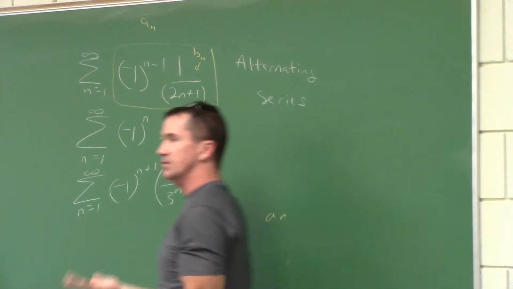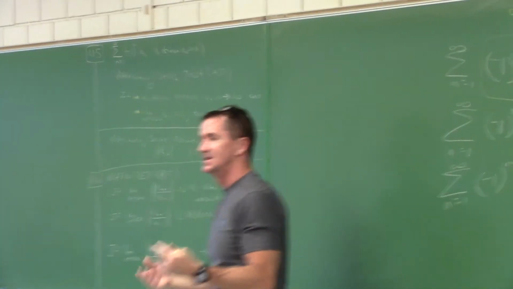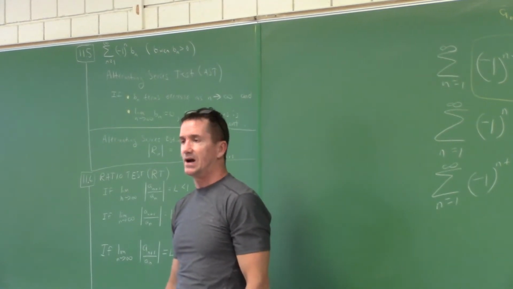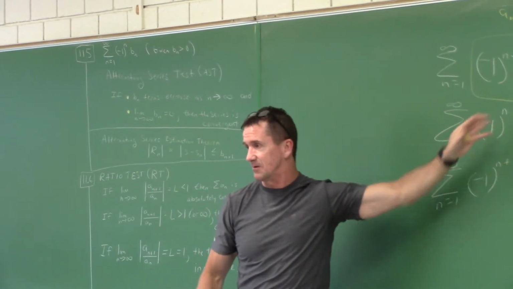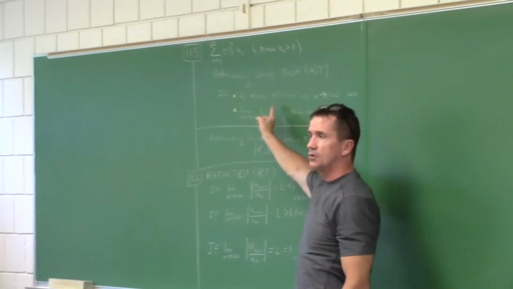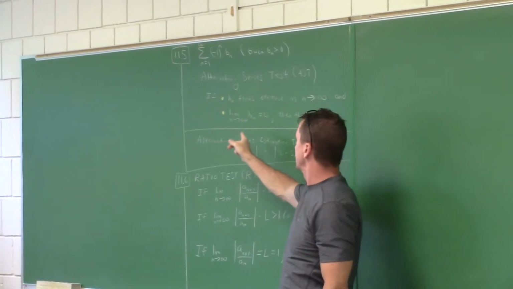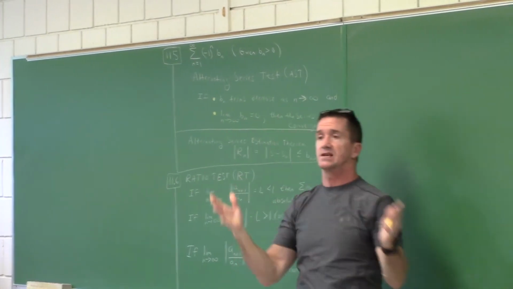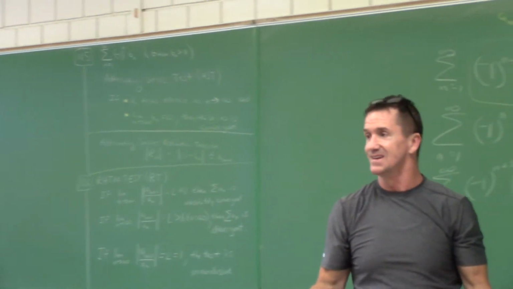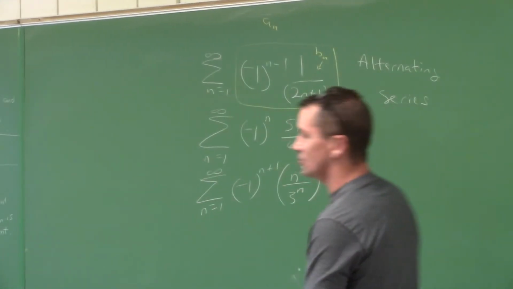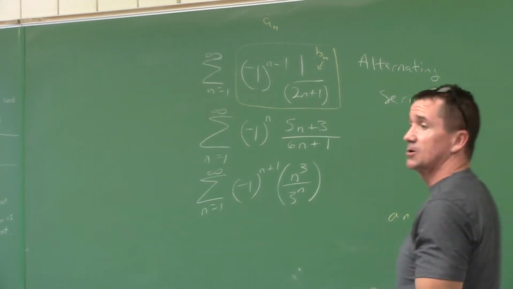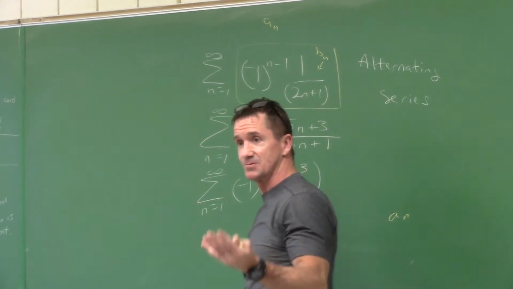Cool. And this is a great test, because you're pretty sure you're going to try it every time you see a (-1)^n or (-1)^(n+1). Two things have to hold: the terms have to decrease as n approaches infinity, and the limit of b sub n just has to equal 0. And that's it. It's a pretty cool test to try, but if the limit's not equal to 0, we can't use it.